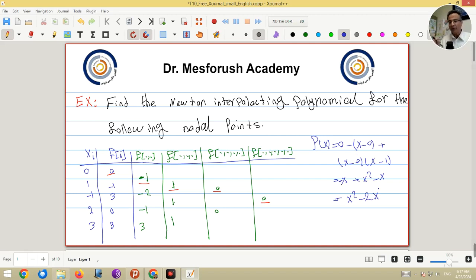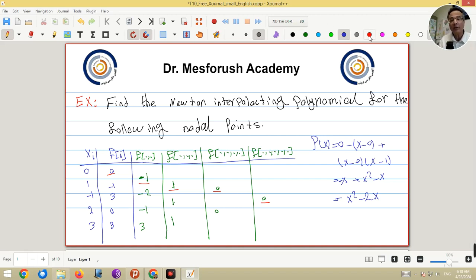We saw that we had 5 nodal points, and we expect that we have an interpolating polynomial of degree 4, but the degree of the interpolating polynomial is just 2. This is because of the last two coefficients. So it's not necessary that the degree of the interpolating polynomial is always 1 less than the number of nodal points. It will be at most that.